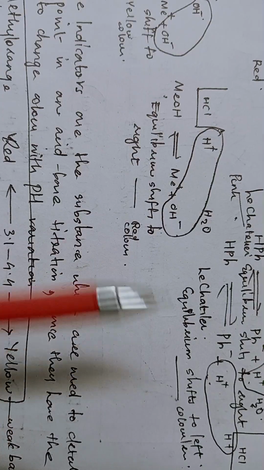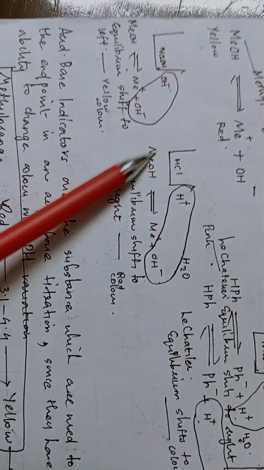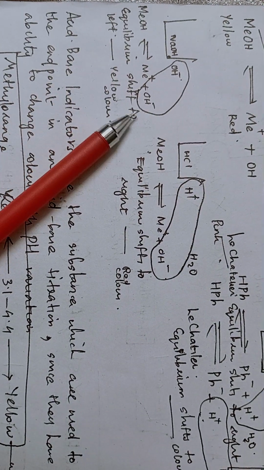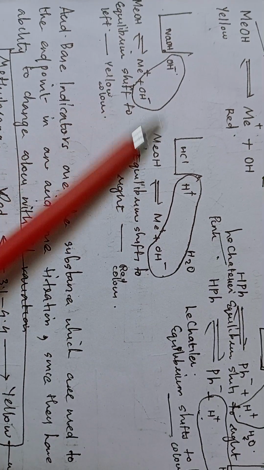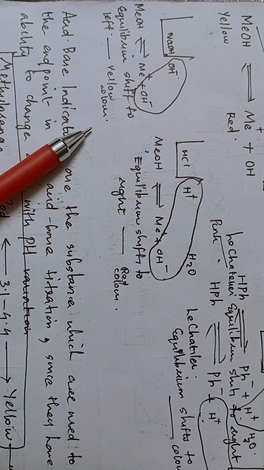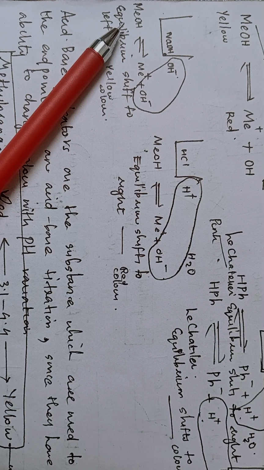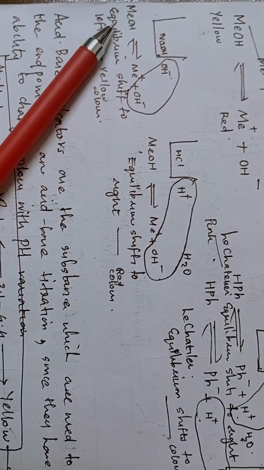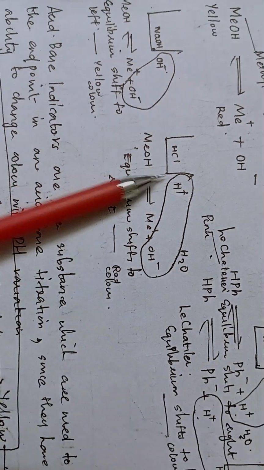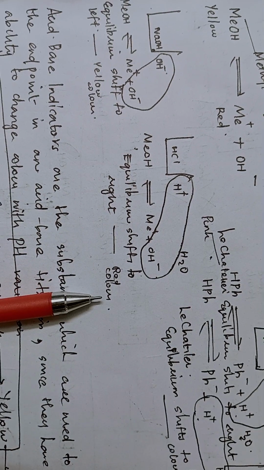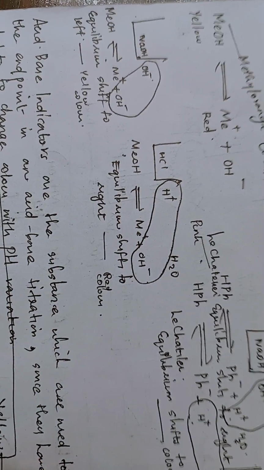Similarly, methyl orange also. In the case of methyl orange in NaOH, it forms a yellow color because MeOH is left behind. The equilibrium is shifting towards the left, giving yellow methyl orange. When we take acid, the equilibrium shifts towards the right, giving red color.